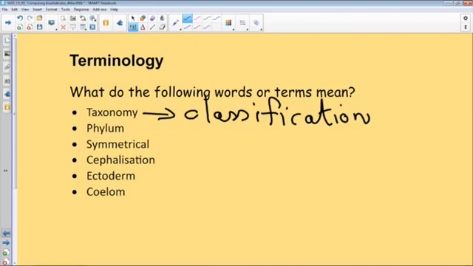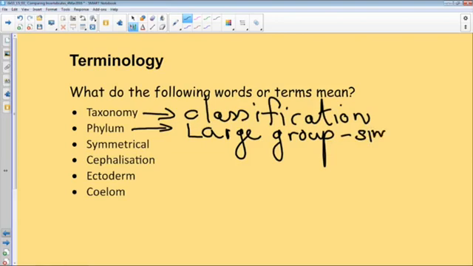The next term that you had to discuss, and I hope you guys came up with some good discussion around this, was the word phylum. Remember that we're looking at different phyla today, and a phylum refers to a large group of classification under which organisms with similar characteristics are classified.